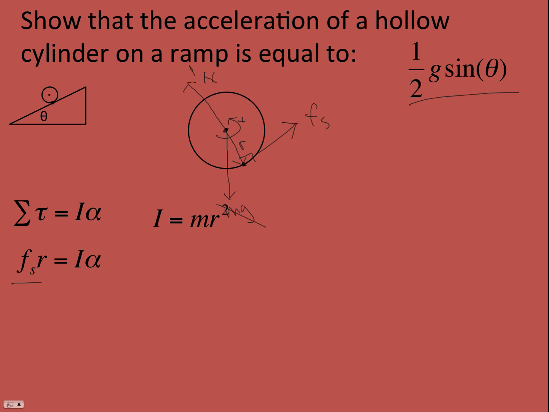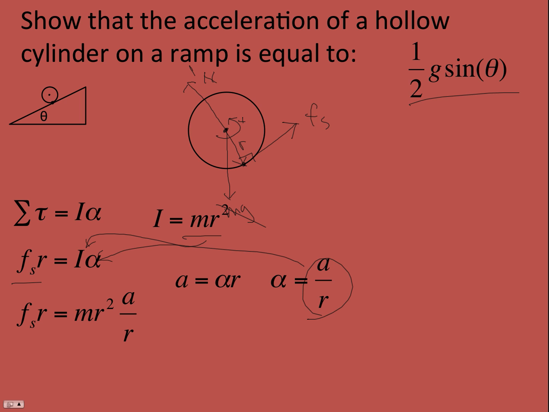The rotational inertia of a hollow cylinder is mr squared, and a is alpha r, so alpha is a over r. Put that in there, and it simplifies greatly, but I'm kind of stuck. That didn't really help me. It says friction is ma, and that sort of makes sense. Kind of reminds me of Newton's second law, and so that's what we need to do here.